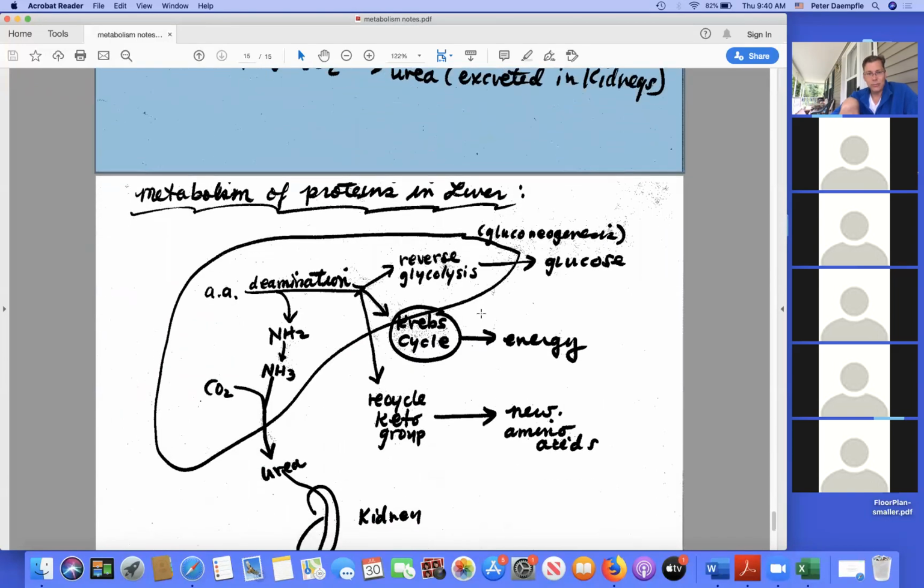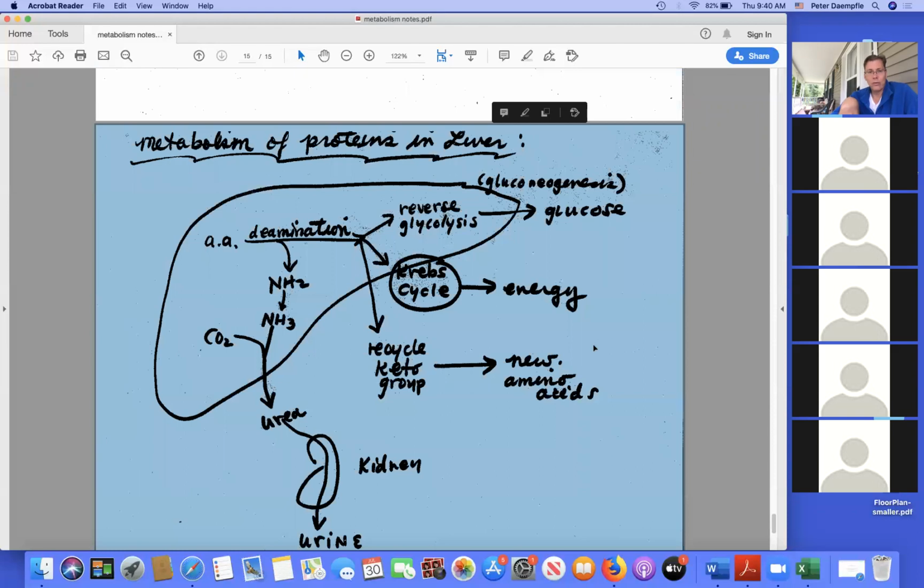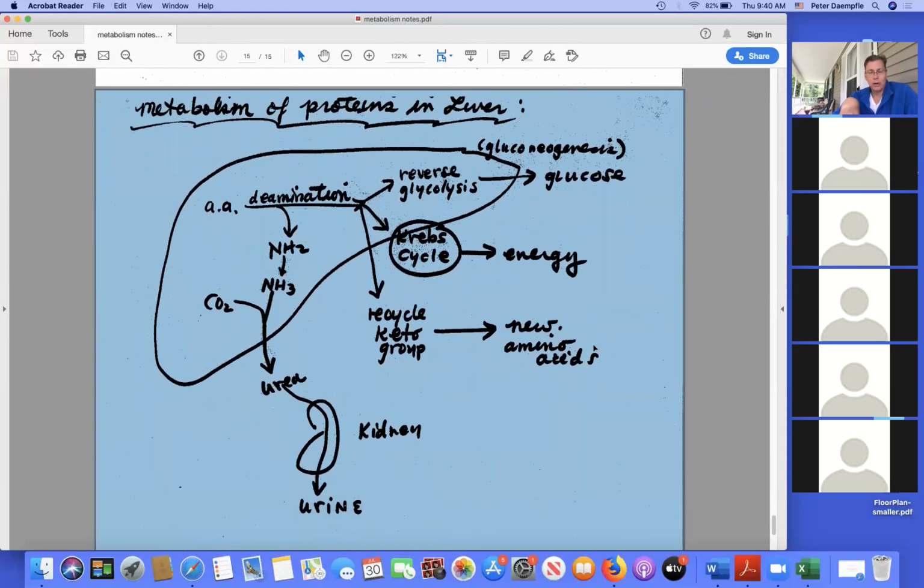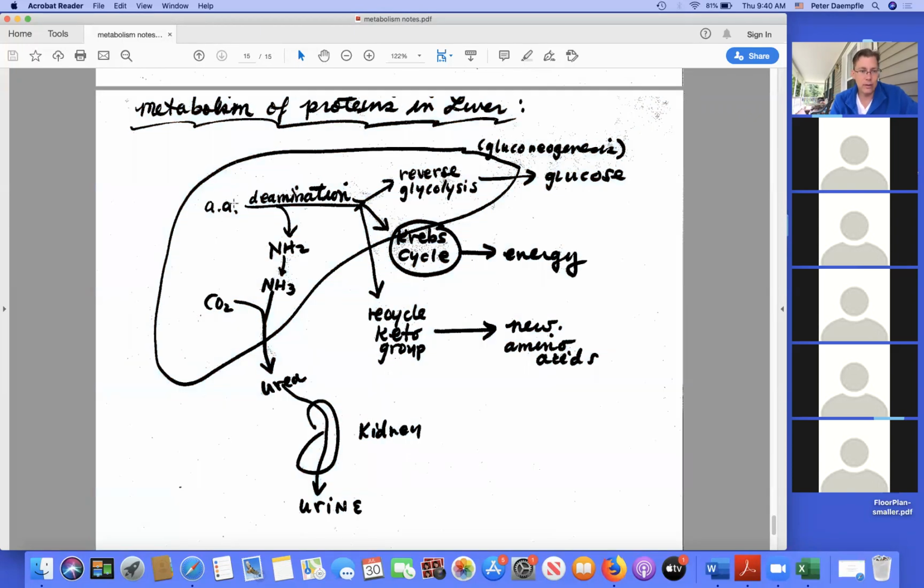This picture sums it all up. All right, let's go over this picture yet again. I'm going to put it in blue. This is a picture of the liver. Feel your right side. That's where your liver is. This is a picture of the liver. And right here, this is your amino acid.